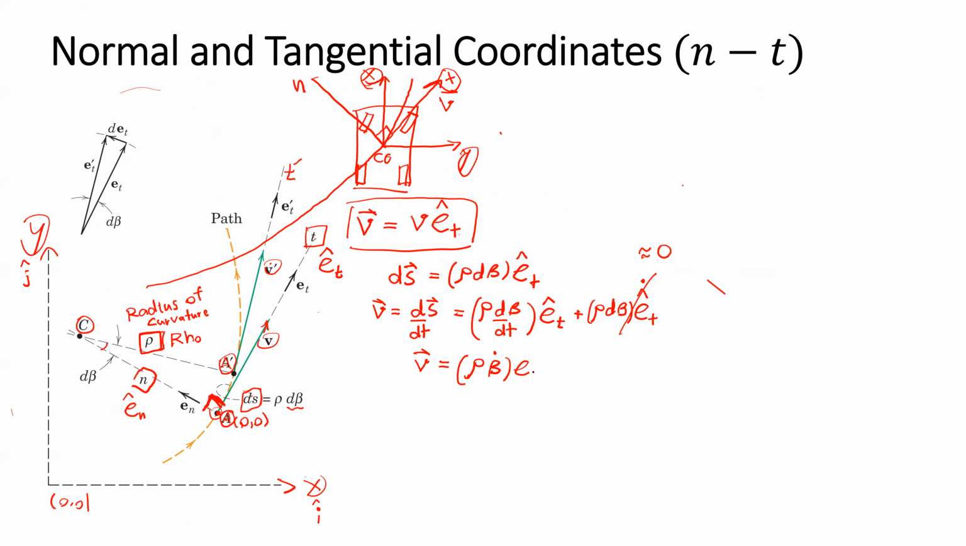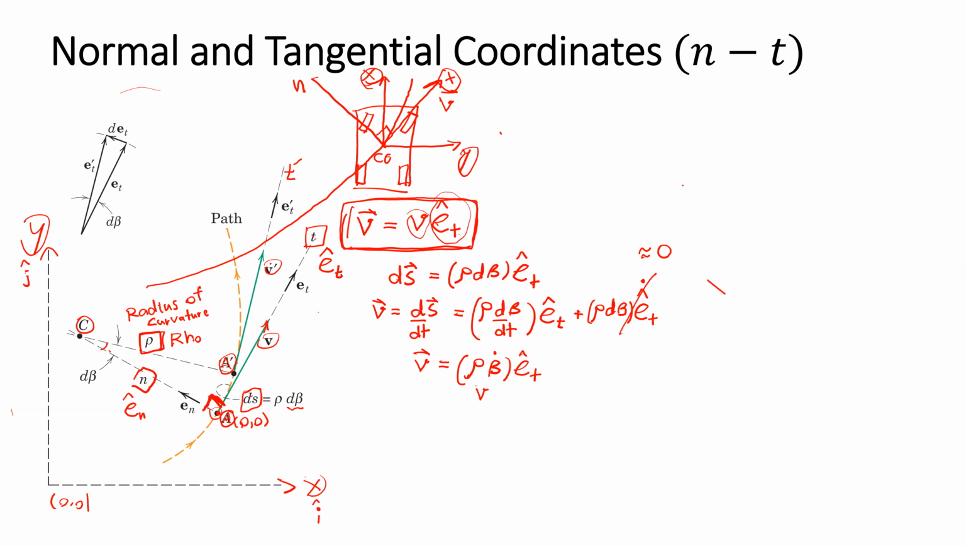And in the direction of the tangent axis. And the radius of curvature multiplied by the beta dot, or the angular speed, is equal to the magnitude of the velocity. So the velocity vector is the magnitude of velocity multiplied by the unit vector in the tangent direction.